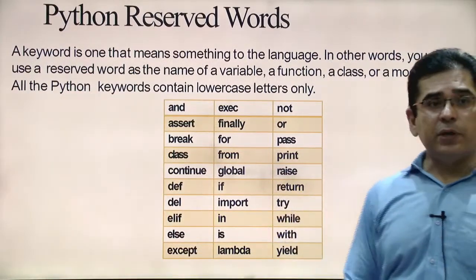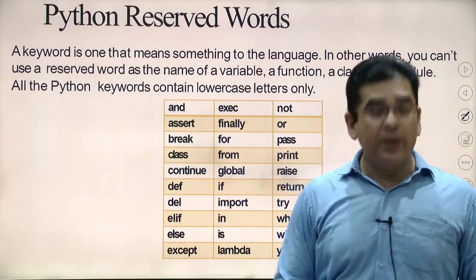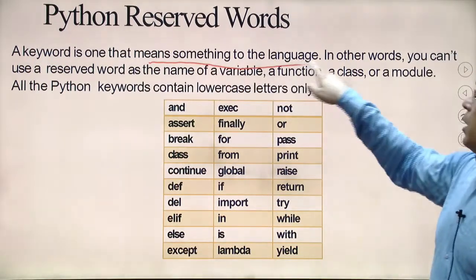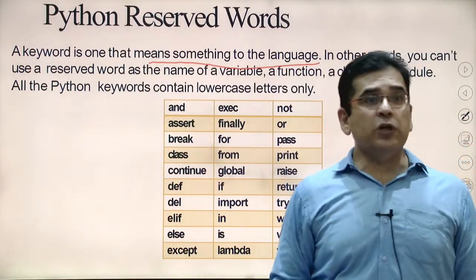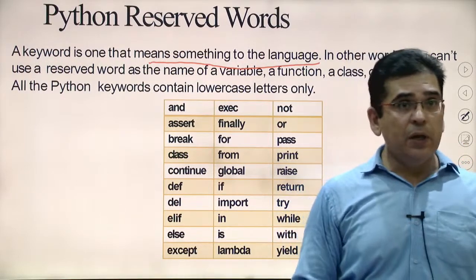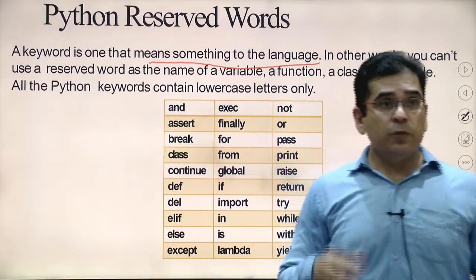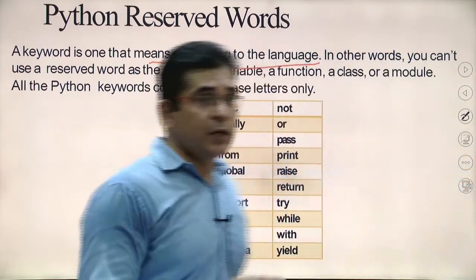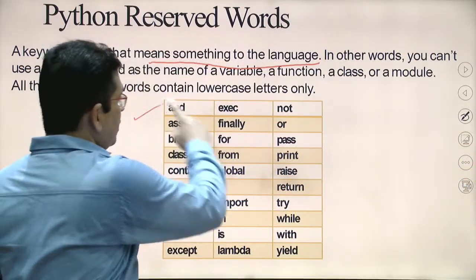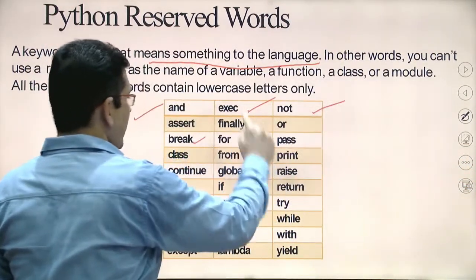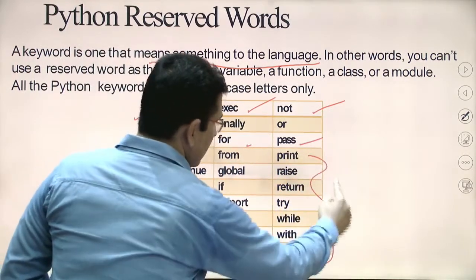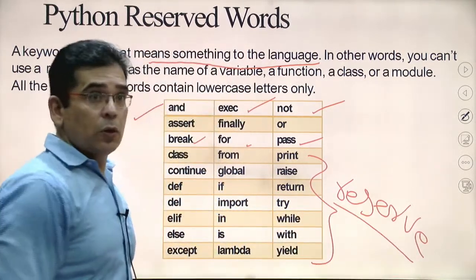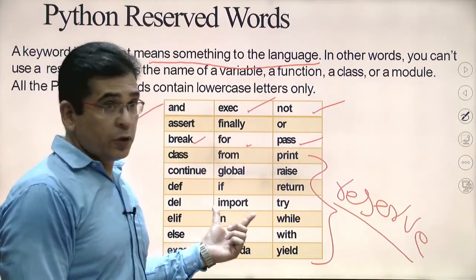Every language has some reserved words. We generally call them keywords. A keyword is one that means something to the language, that is reserved for the language, not for the developer or the programmer of that language. So Python also has a set of reserved words. I have written all the reserved words of Python here, and exec, not, break, for, pass. All these are the reserved words in Python. So all these words you cannot use for your own purpose.